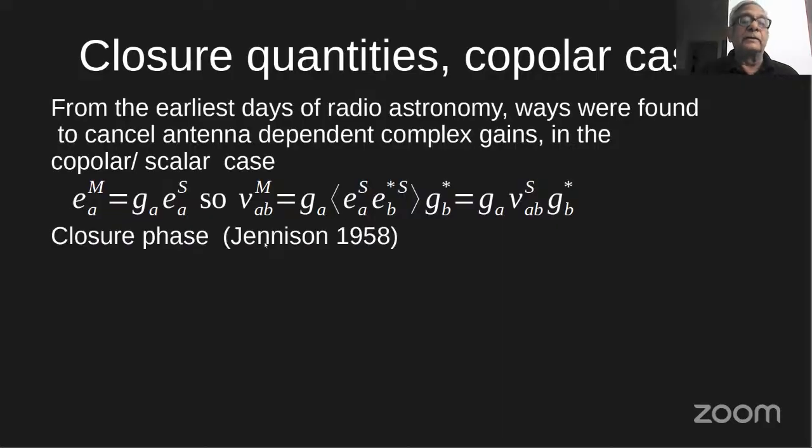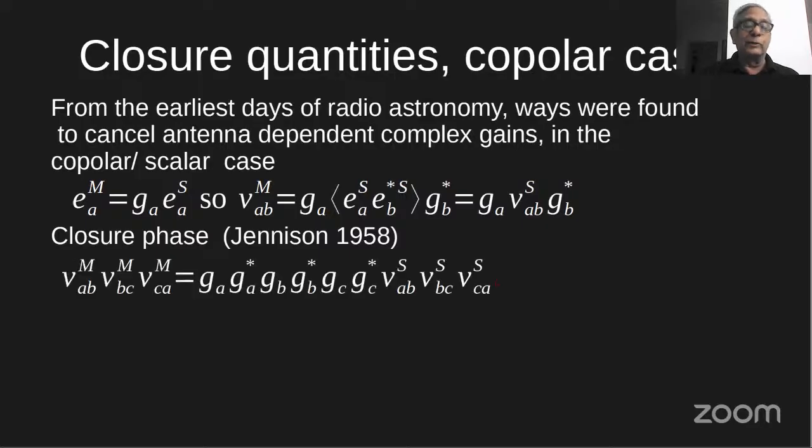So Jennison at Jodrell Bank in 1958. This was their early interferometry. It was very simple compared to today. They would just take a few antennas and move them out into the countryside, with radio links and so on. So he had this inspiration of forming this product of three visibilities around a triangle.